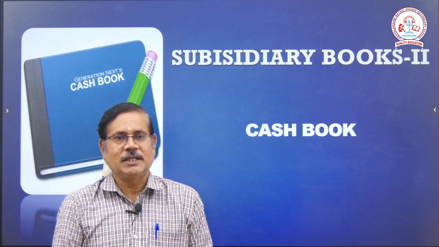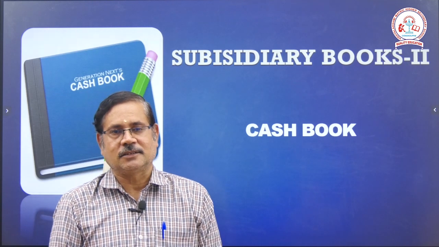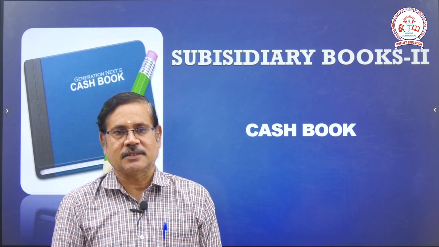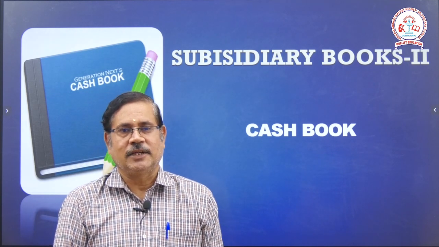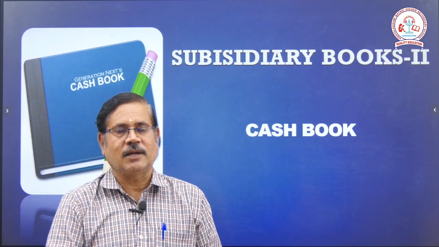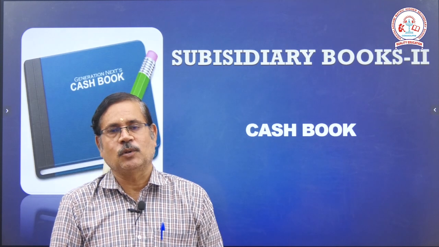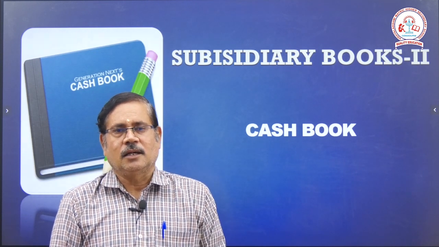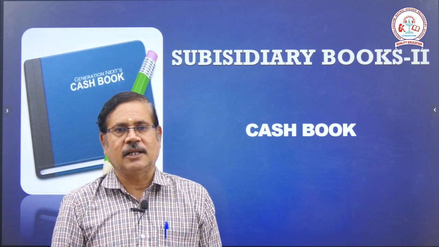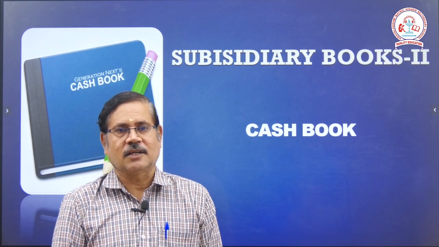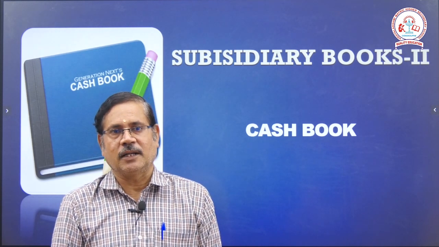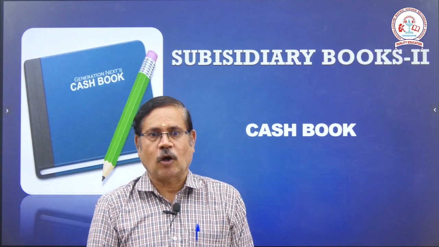Today we are going to discuss 11th Accountancy, Chapter 7, Cash Book. In this chapter, what contents are we going to discuss? What is meant by cash book? What are the types of cash books? What are the services? Then we will see the first method, the single column cash book, and how we prepare it. Today we are going to discuss the topics one by one.